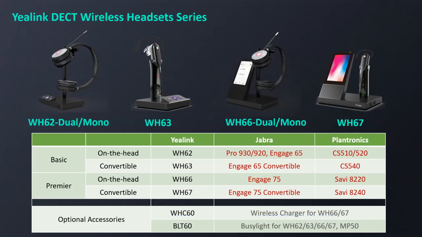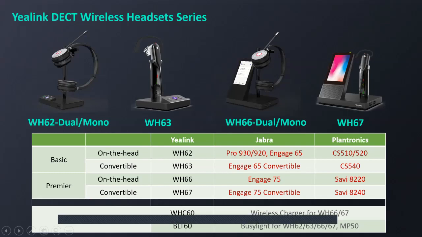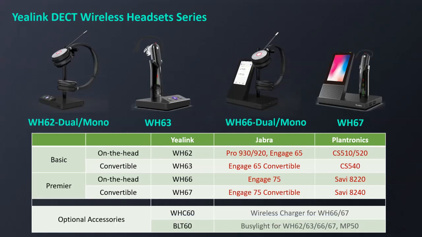And WH33 and WH37 are convertible headsets with three wearing styles, like the Plantronics CS540. So you can wear it over your head, over your ear, or behind your neck. WHC30 is the wireless charger for WH36 and WH37. So if your phone supports wireless charging, you can purchase WHC30 as an option. And we also have the Busy Light for the DECT headset family.